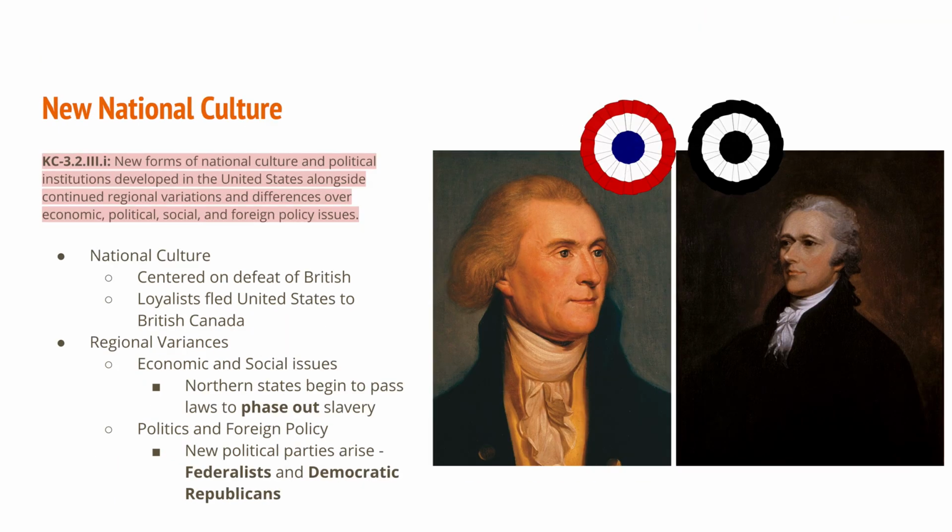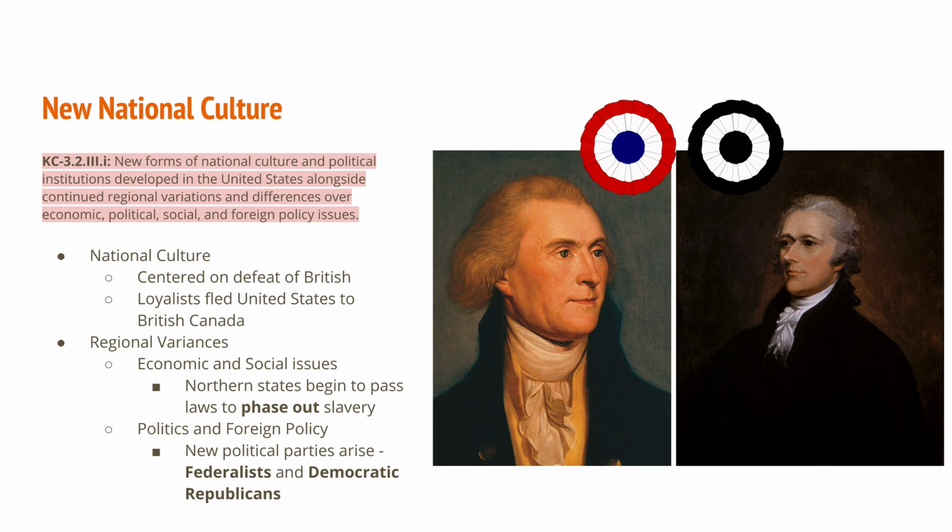Next key concept here is new forms of national culture and political institutions developed in the United States alongside continued regional variations and differences over economic, political, social, and foreign policy issues. So now we're getting into the time period of the early republic. Now Washington is president, and he's going to be followed by John Adams. And the new national culture is developing that is centered on having defeated the British.